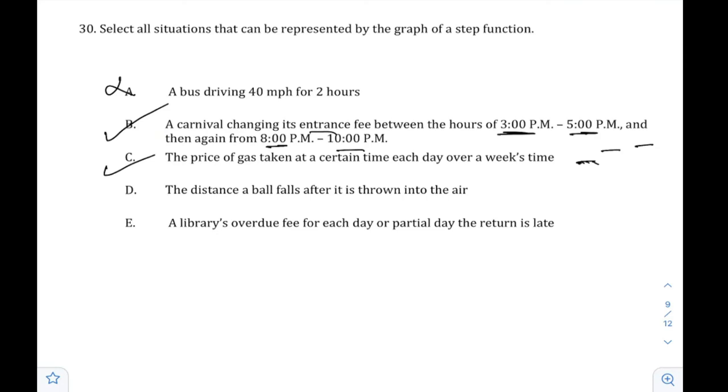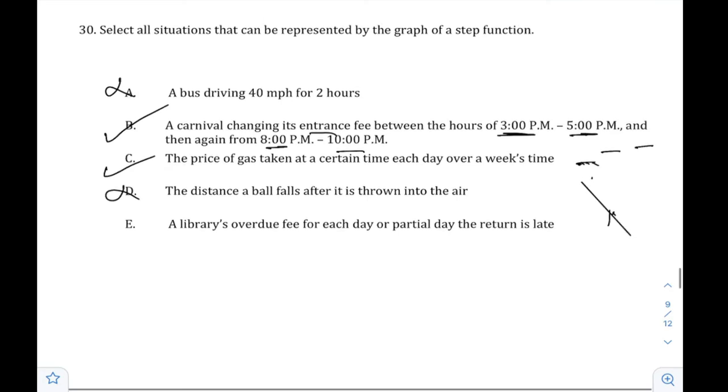The distance a ball falls after it's thrown into the air. Actually, the distance is linear. It is not a step. It is a certain point, say for example, it was like this. At a certain point, this height, a certain point, this height, a certain point, this height. So at each second, it will have a different y, while the previous one, we have a certain interval.